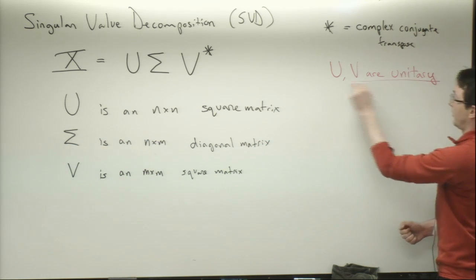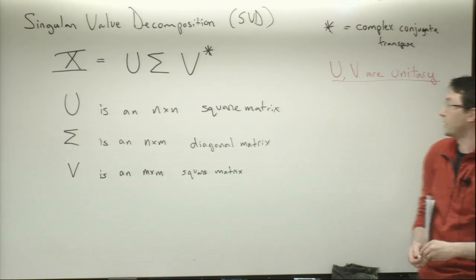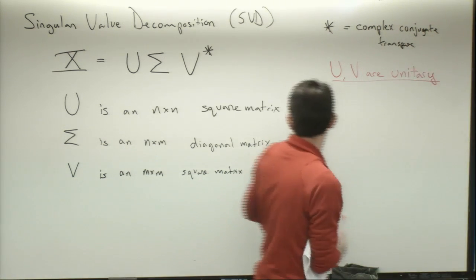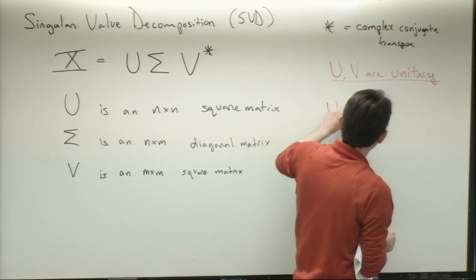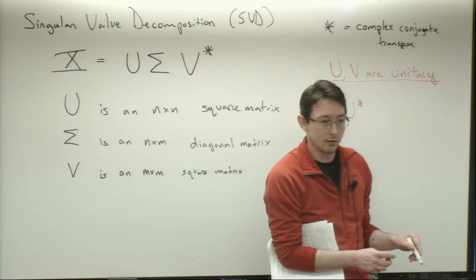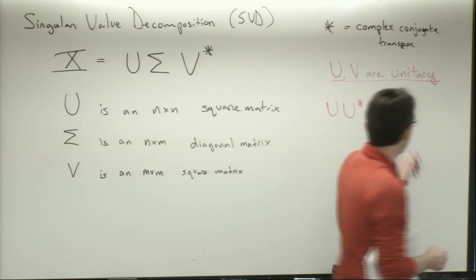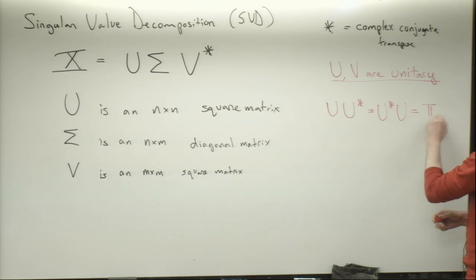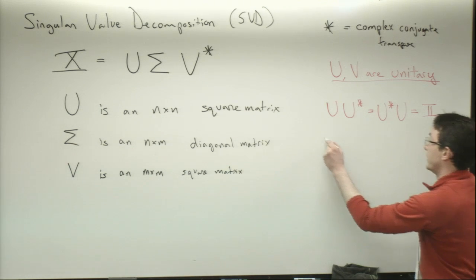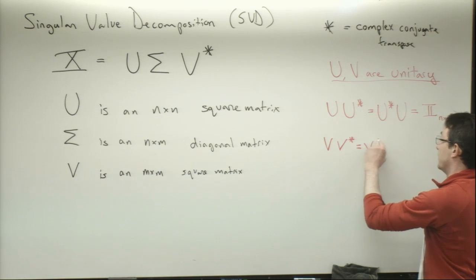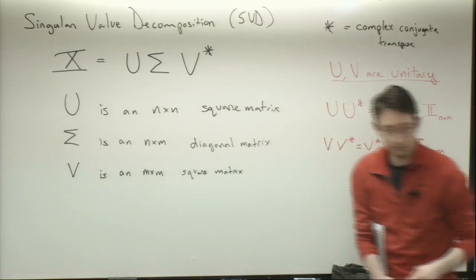Unitary. So how many of you have heard of unitary before? Okay. Unitary matrices are some of the most special matrices on planet Earth. They're amazing matrices that have this great property that U times U star is equal to U star times U, and both of those are equal to the identity matrix, the n by n identity. And the same thing with V and V star. So V V star equals V star V equals my m by m identity.